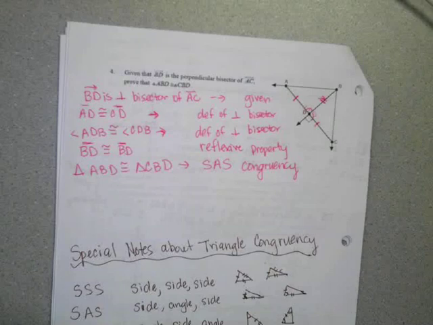Once I've proven that I have a congruent triangle with 3 pieces, that means that the other 3 pieces are also the same. All right, good luck on your assignment. If you need to, reference back to your notes to help you in solving them.